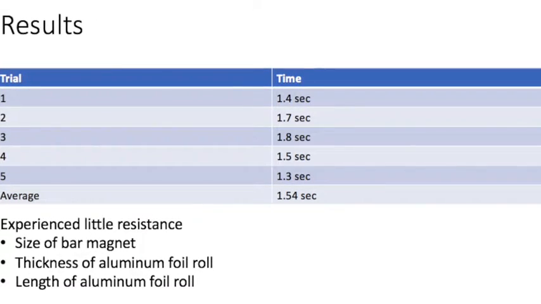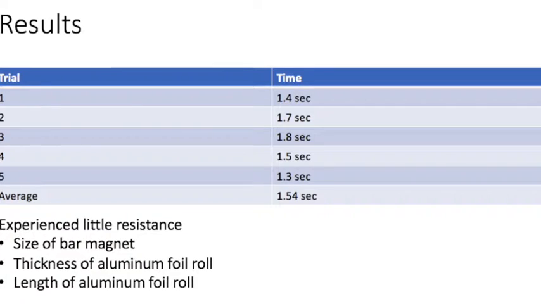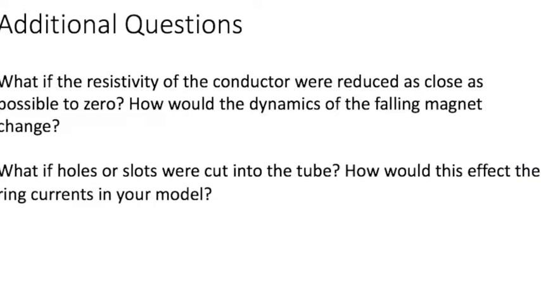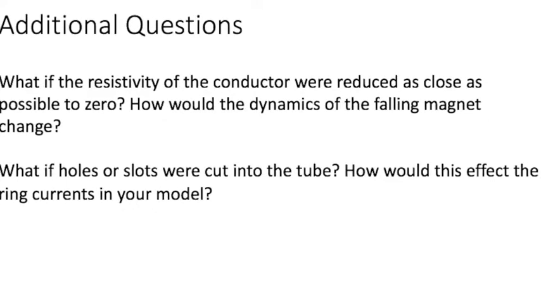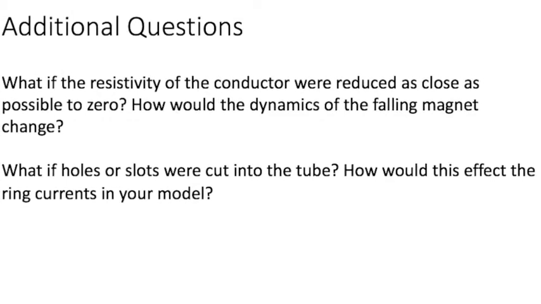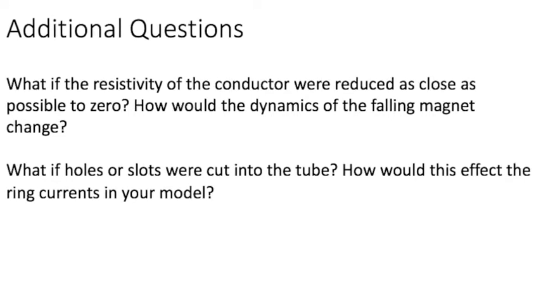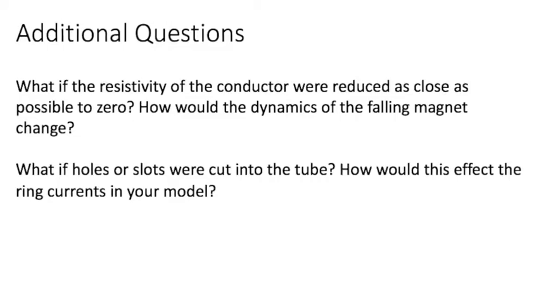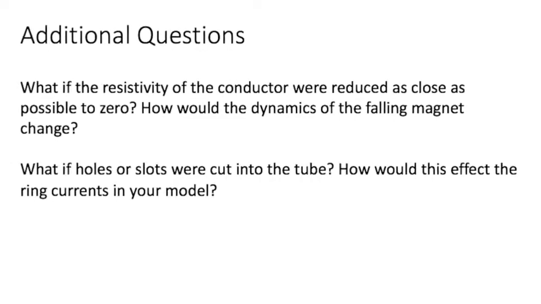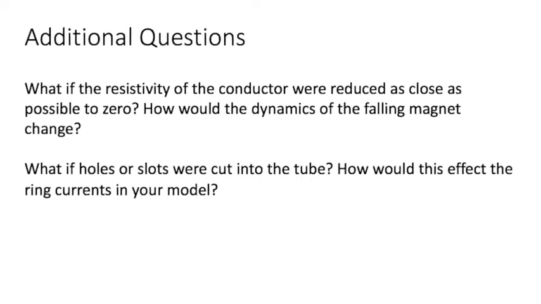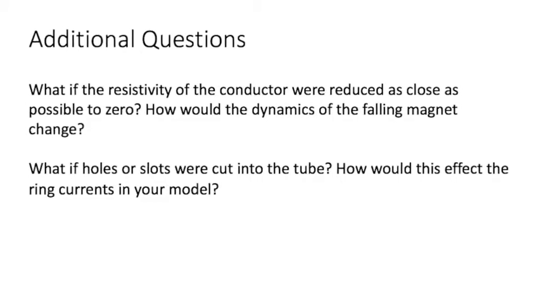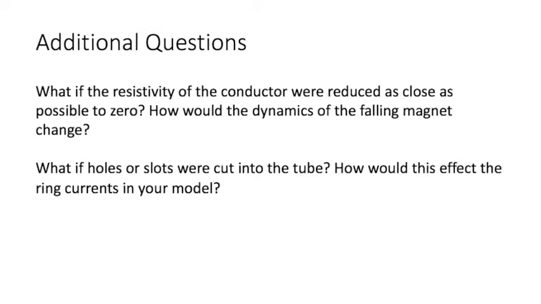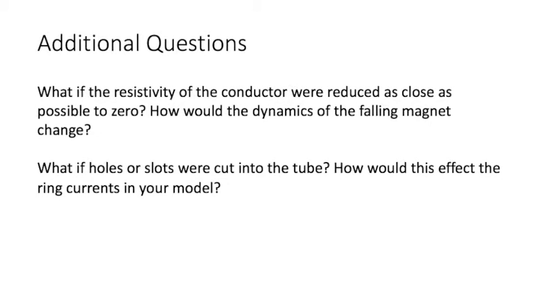What if the resistivity of the conductor were reduced as close as possible to 0? How would the dynamics of the falling magnet change? If the resistivity was reduced near 0, the magnet would fall at a relatively faster speed. What if holes or slots were cut into the tube? How would this affect the ring currents in your model? If the ring of currents in the model were disrupted by slots or holes, it's possible that the shape of the area in which the current travels across would be altered, thus changing the resulting time-varying magnetic field.